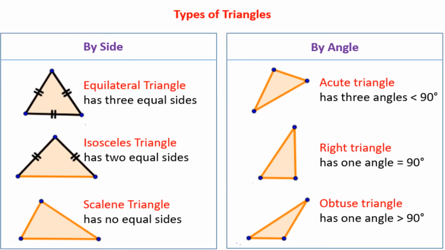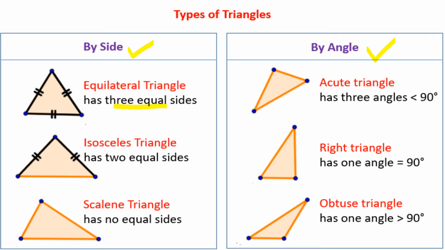Now let's learn the types of triangle. So what are the types of triangle? There are six types of triangles. Based on sides, it has three types. Based on angles, it has three types. The first is the equilateral triangle. It has three equal sides.